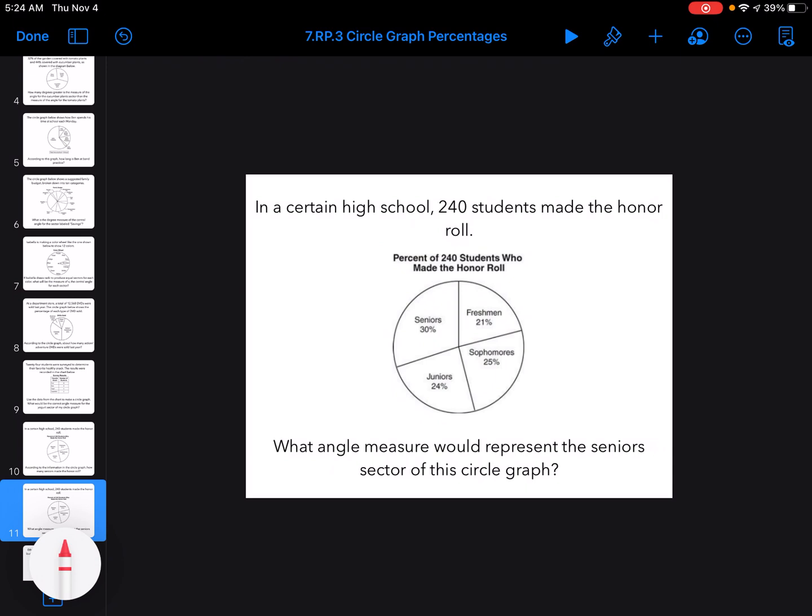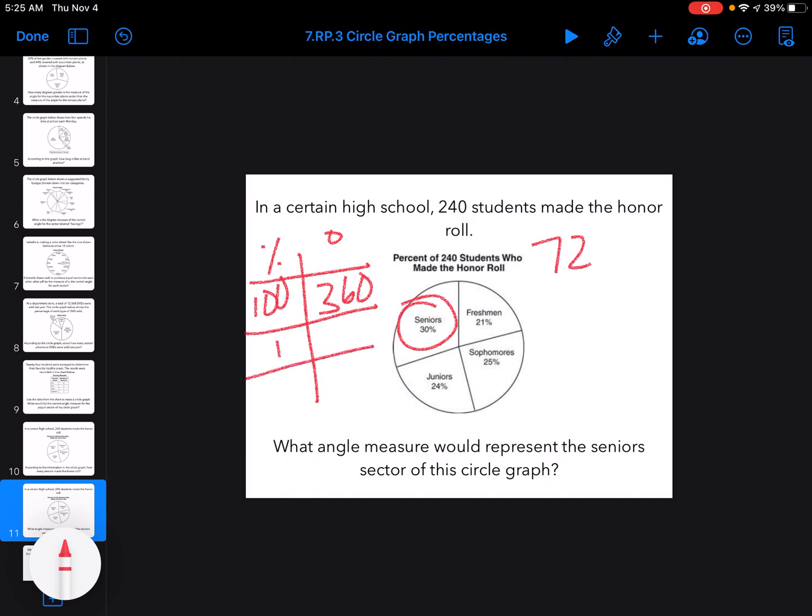So then they want to know what angle measure would represent the senior sector of the circle graph. Well, if I know 72 seniors made honor roll, and I know that's 30%, I know 100% is 360. I want to find 30%, so I divide by 100, and I'm going to multiply by 30. I get 108 degrees.